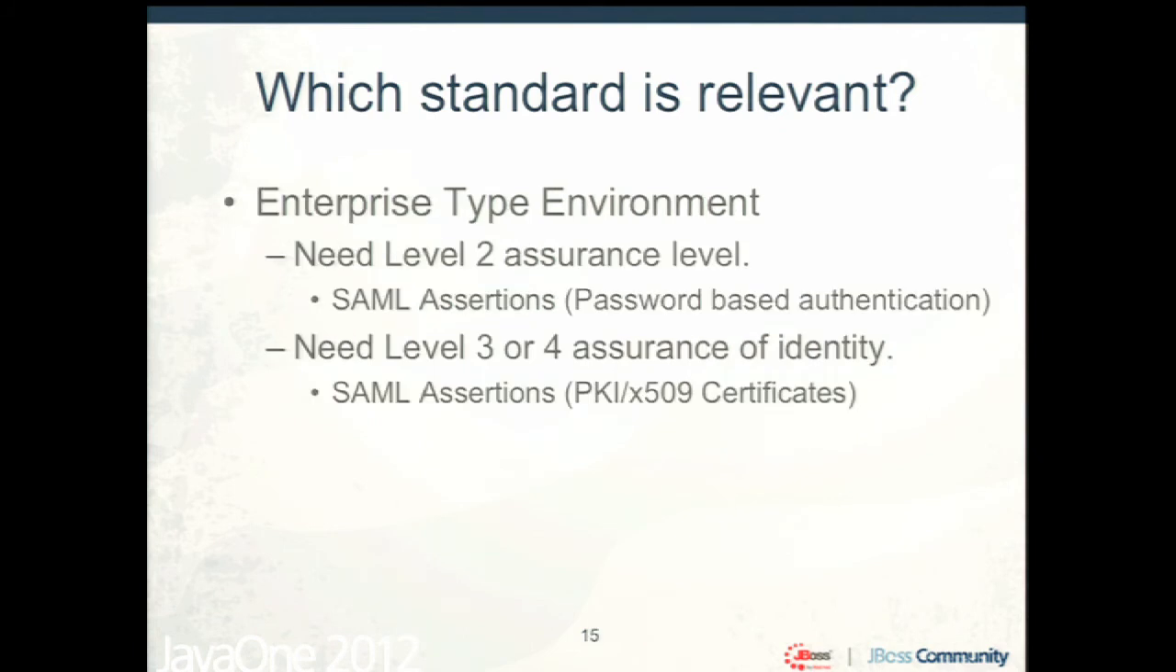This may be relevant to some of you when you work in an enterprise setup. Now you need at least level 2 assurance level. So one good standard to use is SAML, right? SAML assertions using password-based authentication. And if you need level 3 or level 4, you just use SAML with PKI or certificates, X509 certificates. And you can use smart cards and hardware-based modules.